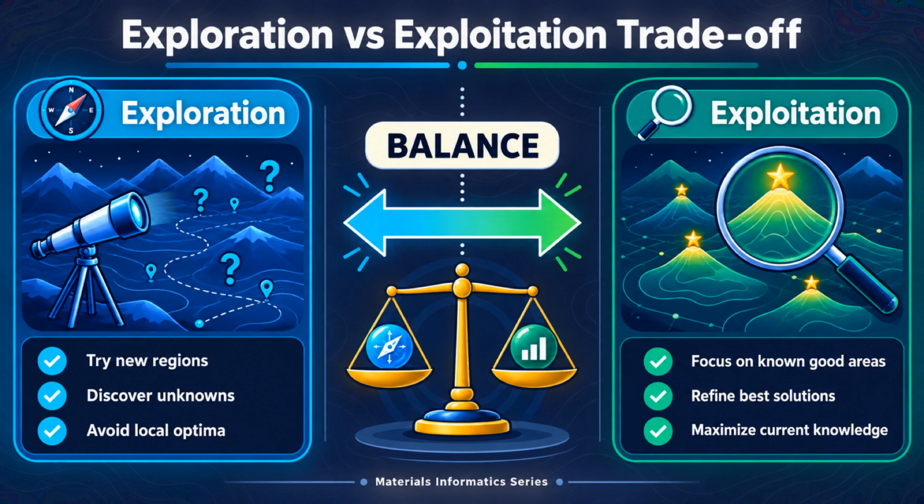Before we discuss specific algorithms, we need to understand the fundamental challenge in optimization, the exploration-exploitation trade-off. Exploration means testing regions where we have little information, potentially discovering better solutions in unexplored areas. Exploitation means focusing on regions where we've already found good results, refining our best solutions. The challenge is that we can't do both at the same time. Good optimization algorithms automatically balance these two strategies, knowing when to explore new territory and when to exploit known good regions.